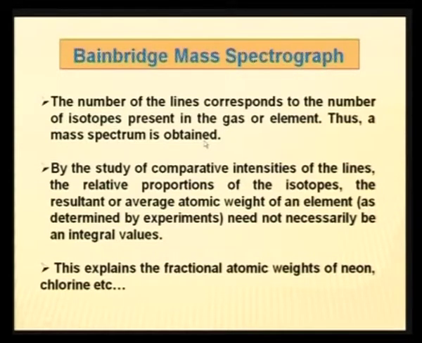Depending upon the mass, the tracks differ: I showed you that mass M1 falls at a particular point, M2 falls at a different point. By the study of comparative intensities of the lines, the relative proportions of the isotopes can be obtained. So, two things: depending upon the mass, the R value will be different. Then the intensity shows the abundance of the isotope.